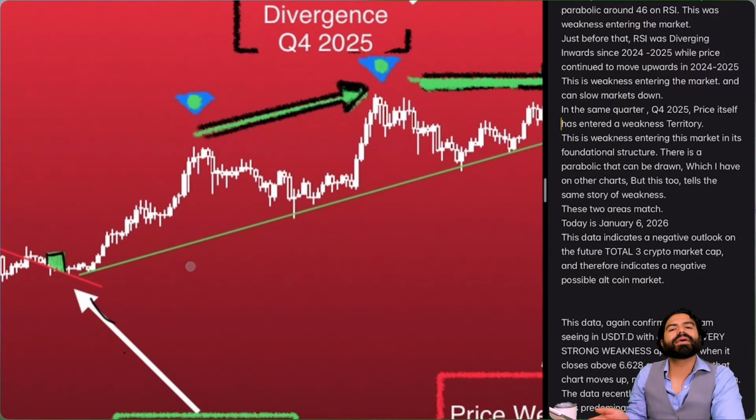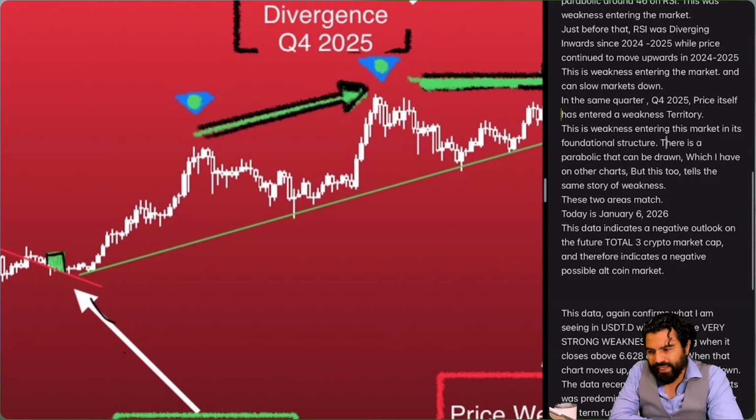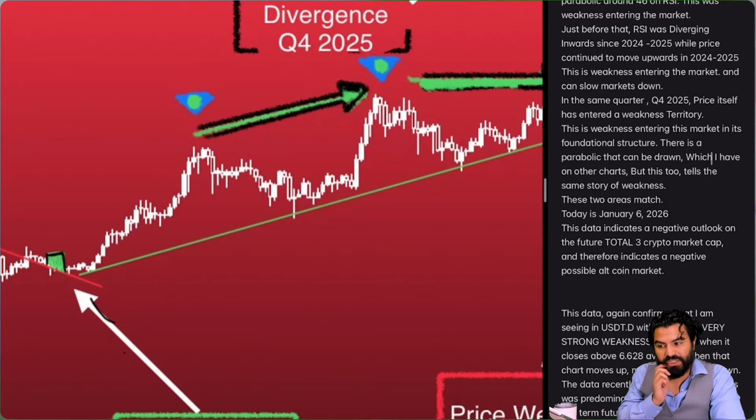But if we're just talking about the up move in its simplicity, this is going to be the foundational area from here to here. Now, here we go. There is a parabolic that can be drawn. So this is weakness structure in the market and its foundation structure. There is a parabolic that can be drawn, which I have on other charts. We've done it before. This too tells the same story of weakness.